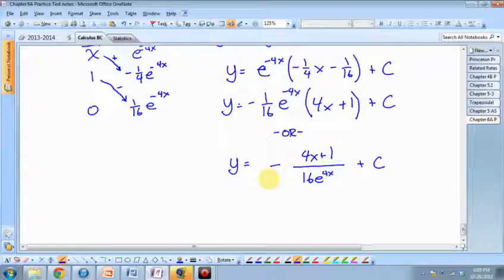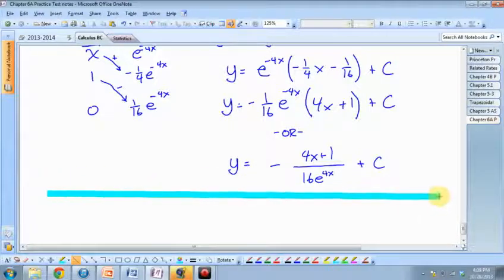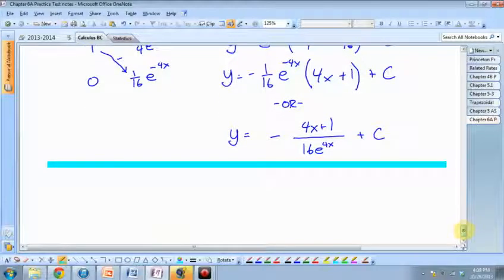And 9. On the answer sheet, it doesn't say plus constant. Yeah, I'm going to change that for next year. It should have a plus constant. Did we say 9? Yeah, we did. 9.